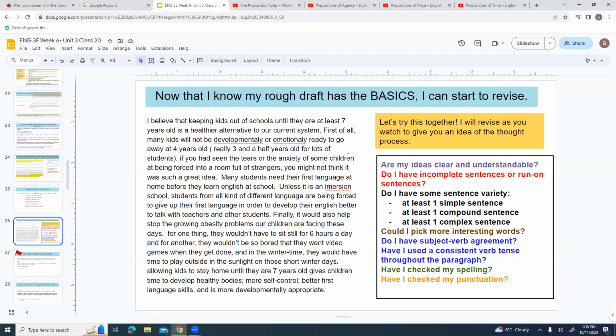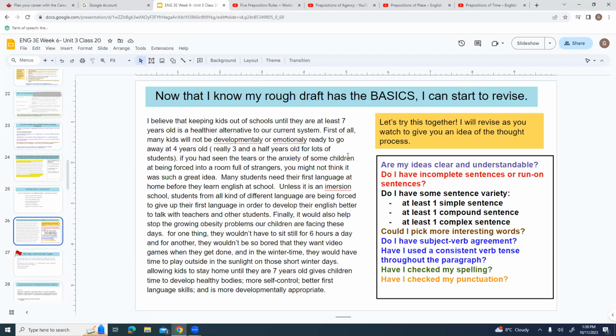Often you're just seeing, here's my jot notes, here's the final copy. And there's so little similarity between the two. It just seems like magic. So I'm trying to break it down and show you all the little tiny mini decisions that go into making a better piece of writing. Okay. So first of all, I want to check, are my ideas clear and understandable?